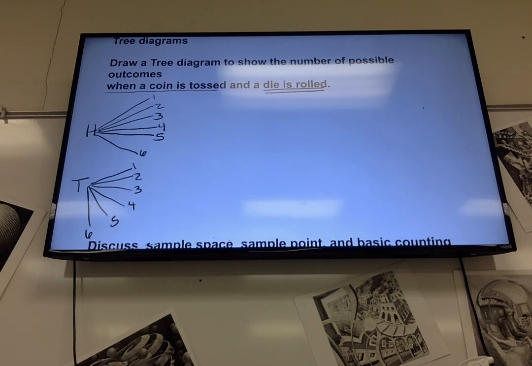So obviously we can abbreviate it. We'll write H instead of heads, T instead of tails. So this is showing us all the possible outcomes.